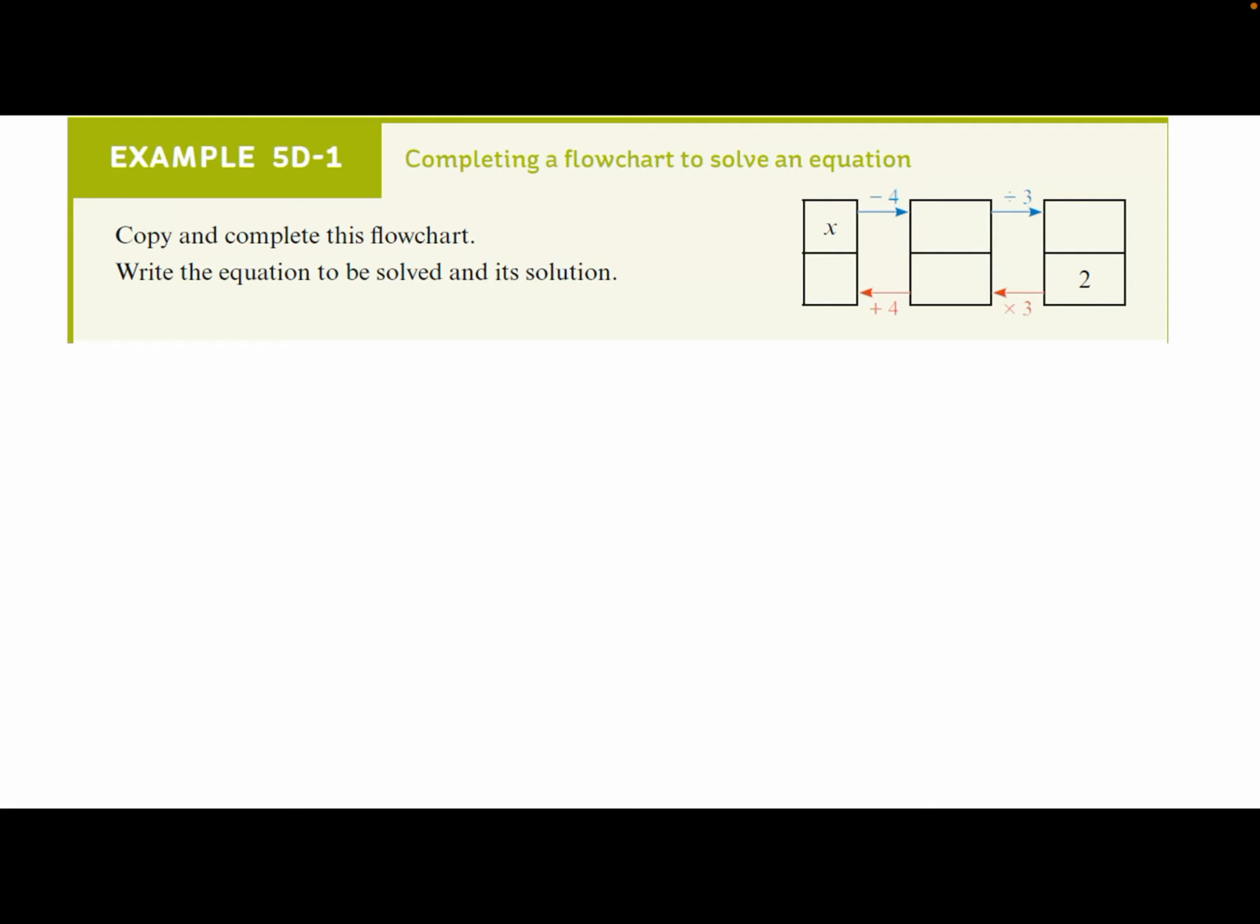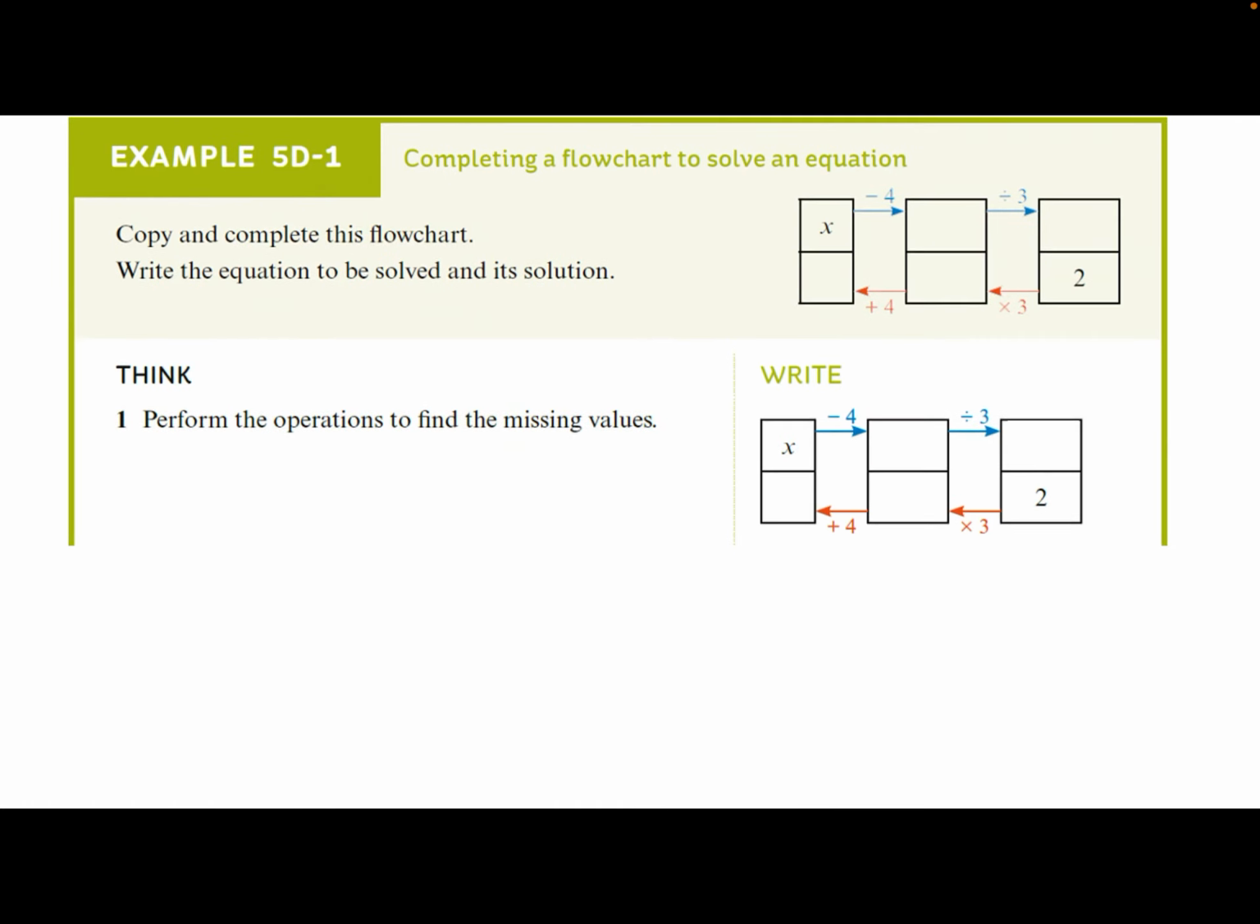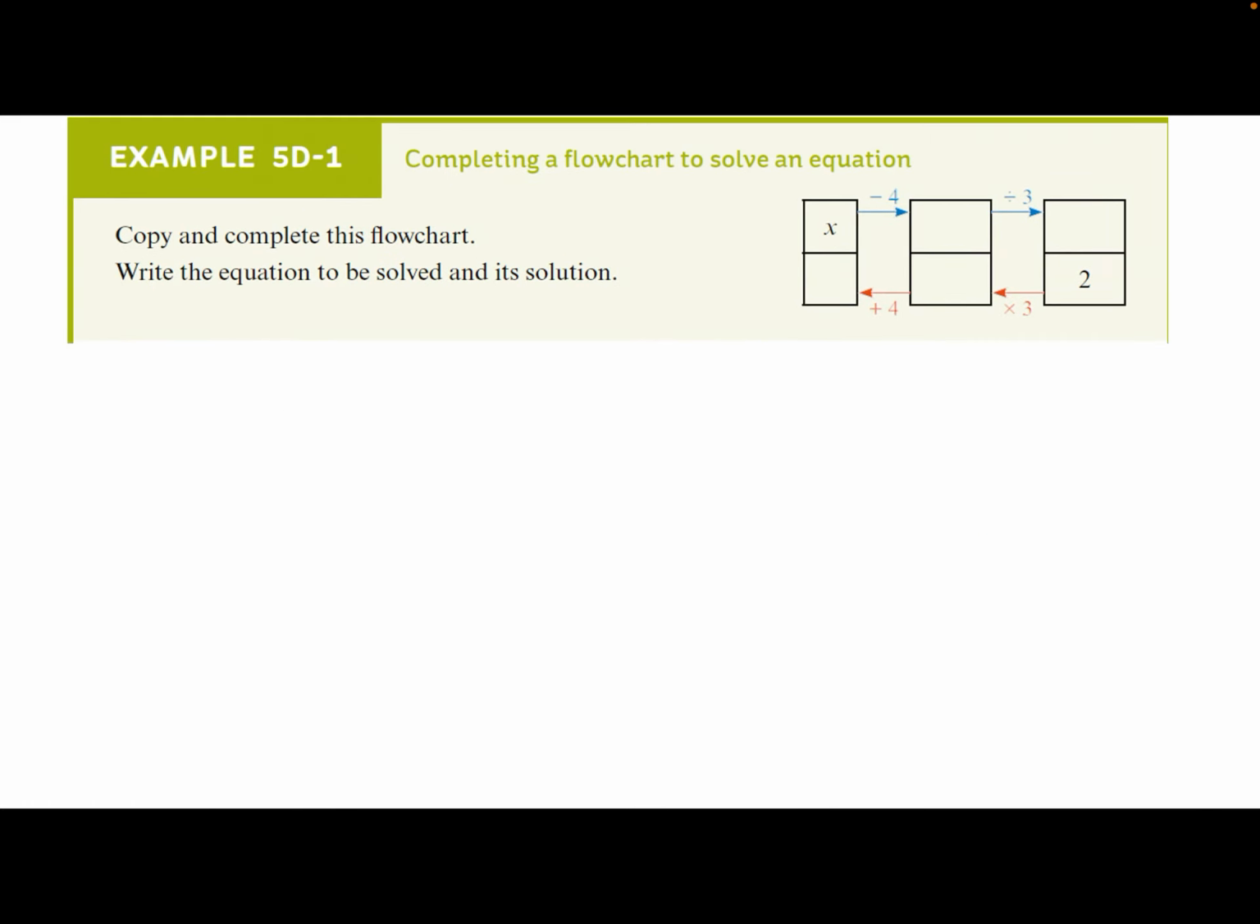Alright, let's do some examples quickly. This one, we're completing a flowchart to solve an equation. Write the equation to be solved and its solution. So look up here. We have x. What's going to go in the next box? We need to write x minus 4, because you start with an x and then it says we need to subtract 4. So we write that in the box.